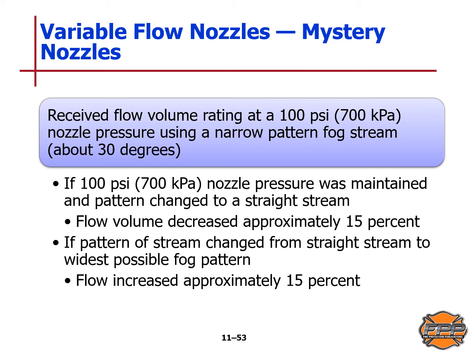This mystery nozzle used to receive a flow volume rating at 100 psi or 700 kilopascals nozzle pressure using a narrow fog stream of about 30 degrees. If 100 psi or 700 kilopascals of nozzle pressure was maintained and the pattern then changed to a straight stream, flow volume decreased approximately 15%. If the pattern changed from straight stream to the widest possible fog pattern, flow increased approximately 15% when that happened.